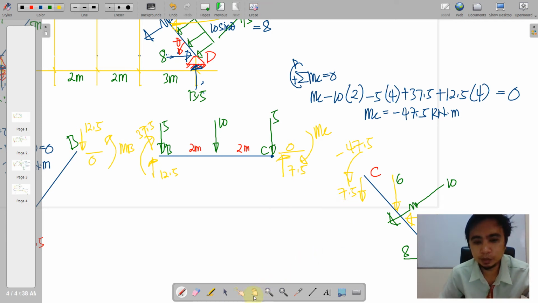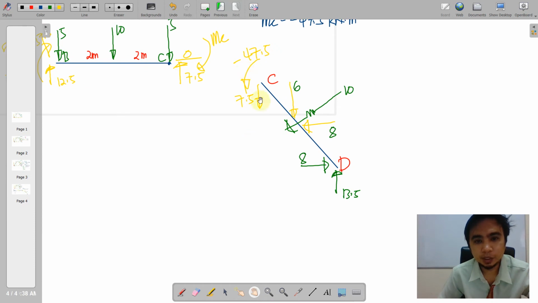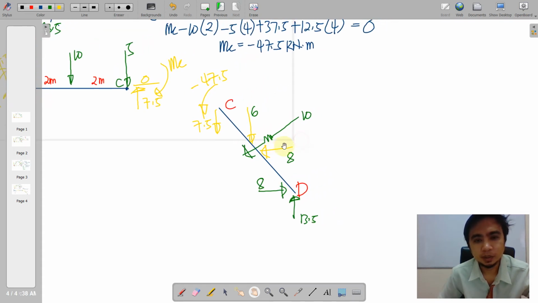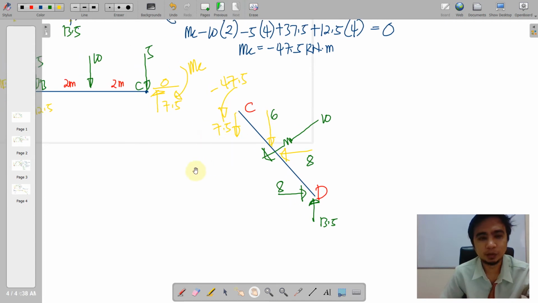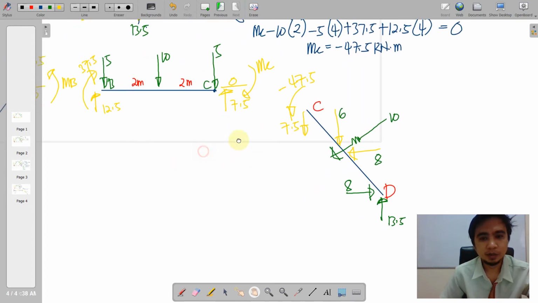Okay, so let us recheck. We have 7.5 plus downward 6, it is 13.5 actually. We have a single upwards force here that is also 13.5. So we just balanced, our CD is just in equilibrium. Okay, so for the rotation, we will just have to check that in our moment diagram by and by.